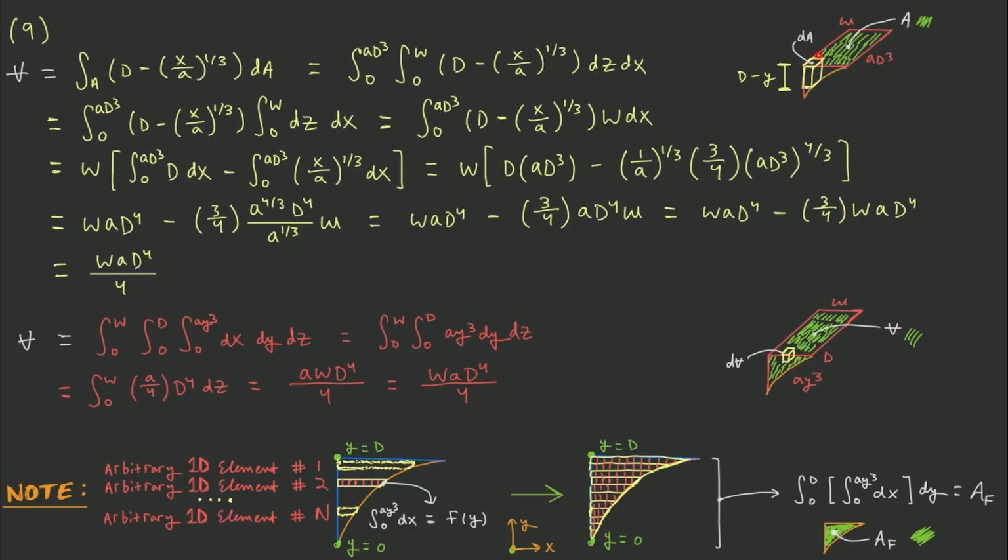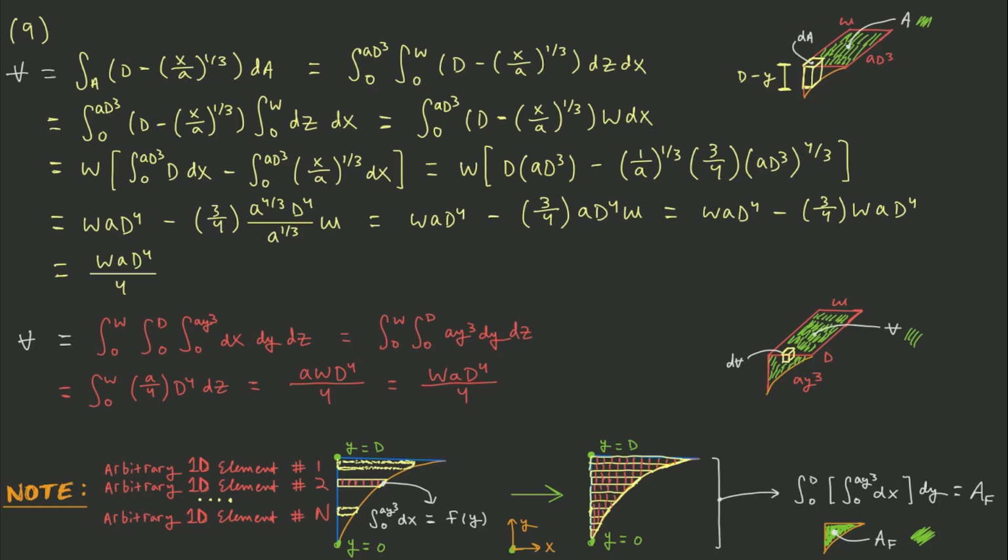And what you end up doing is, if you integrate this dA in x and z, and you multiply each dA by its corresponding d minus y, you end up summing the volume of this entire area of interest, and that's exactly what we want. So this is what the differential volume looks like for the area integral.